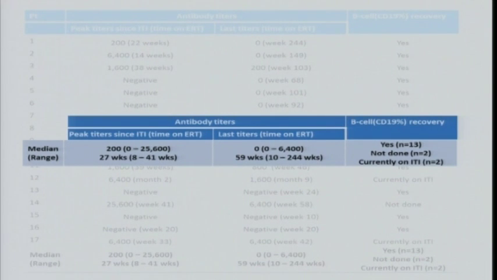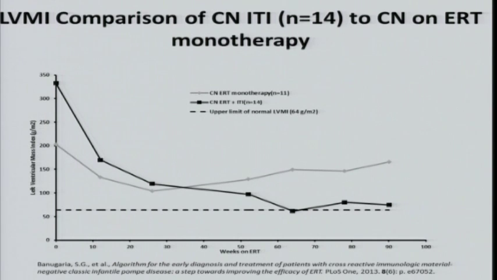These patients now, when you look at their peak titers, the median peak titer is 200, and the last titer on ERT is only 6400. It's usually 0. And for a CRIM negative patient, it's normally not 200, it's not 400, it's not 12,000, it's in the hundreds of thousands. So now I'm showing that I'm not making antibody titers. How is it impacting the patient?